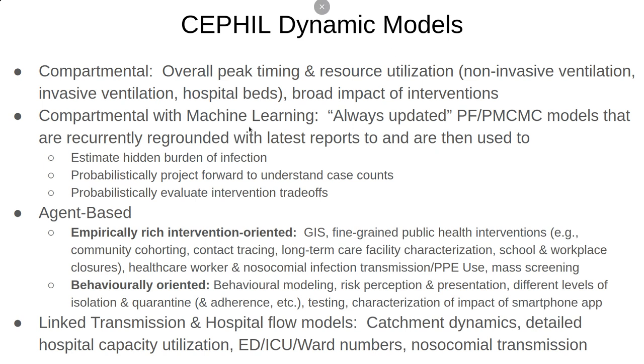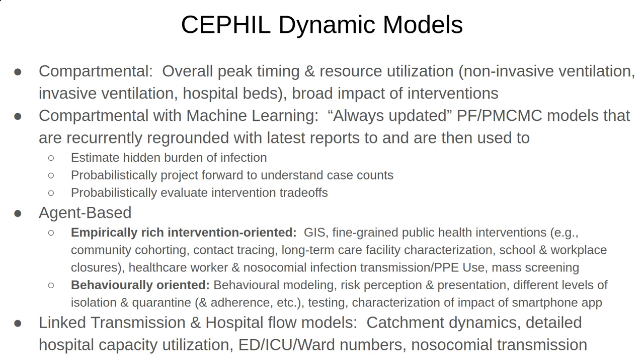A different set of models focus on combining dynamic modeling with machine learning for always updated models of the situation that are recurrently regrounded with the latest reports epidemiologically on resource utilization in the future, on testing now, et cetera, and are then used to estimate the underlying situation right now, what's going on right now out there in the population, how many likely undiagnosed individuals are there, how many individuals who are oligosymptomatic or have persistent asymptomatic symptoms, what's the likely circulation rate of people.